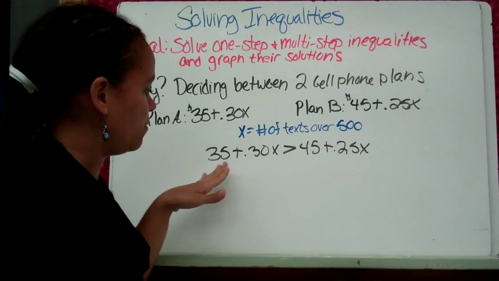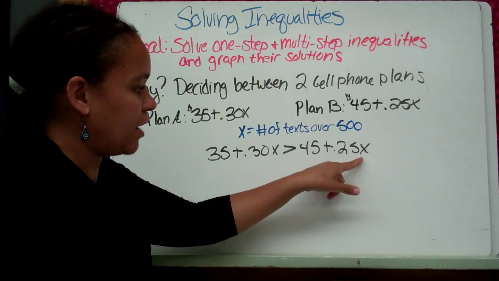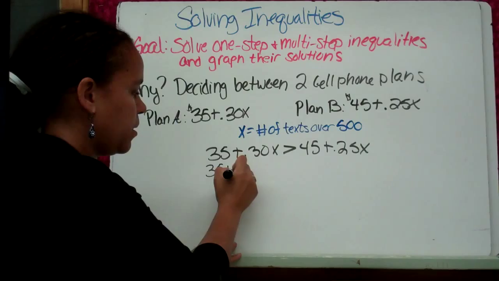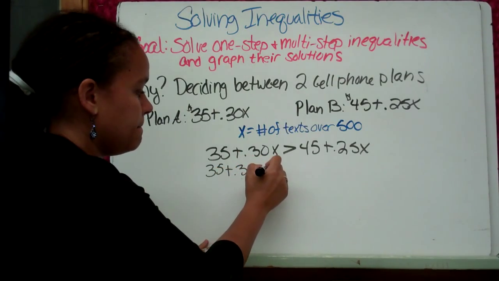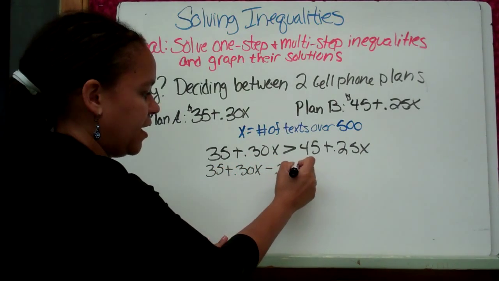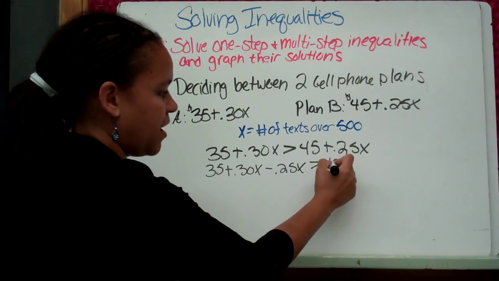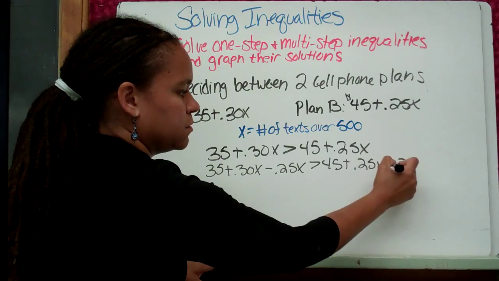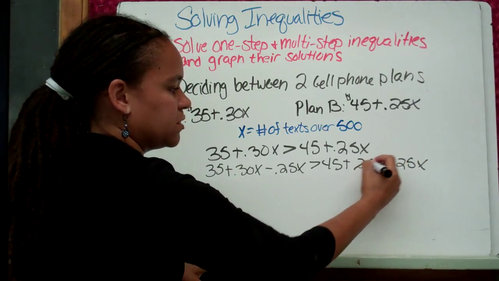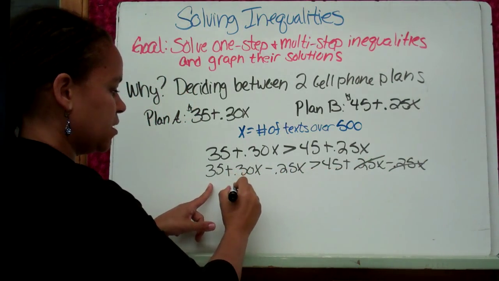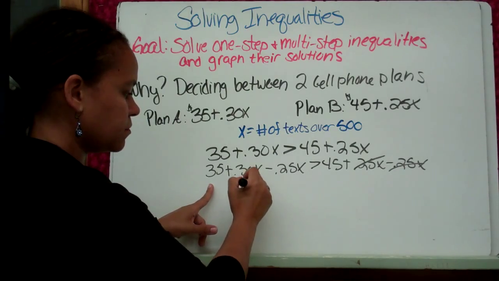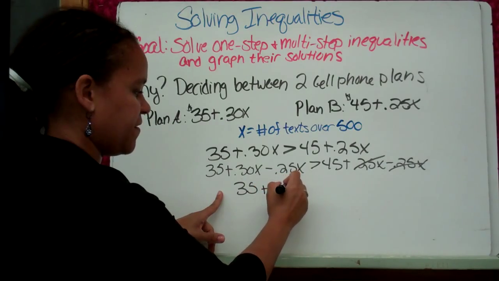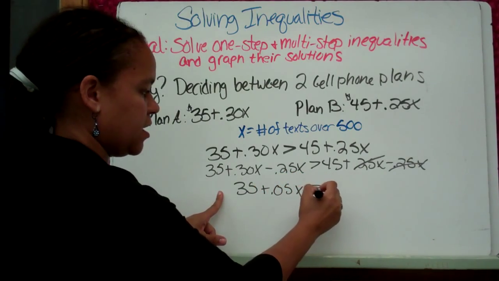We want to get our like terms on one side. So I'm going to subtract the 0.25x from both sides. So 35 plus 0.30x minus 0.25x is greater than 45 plus 0.25x minus 0.25x. So I subtracted that from both sides. So I have 35 plus 0.05x, since 0.30 minus 0.25 is 0.05, greater than 45.